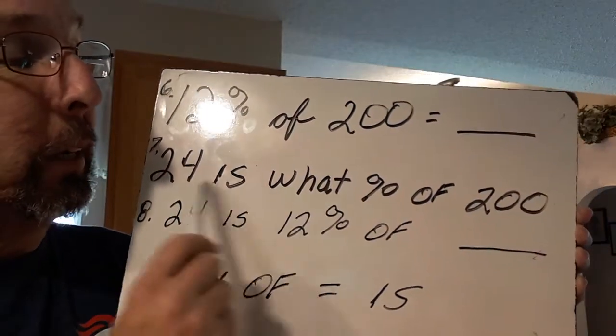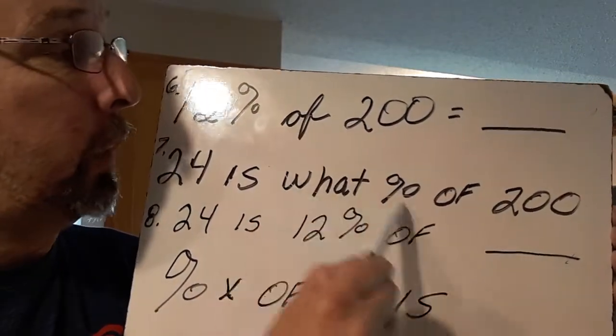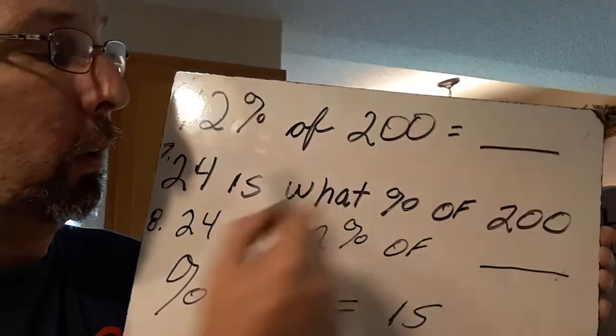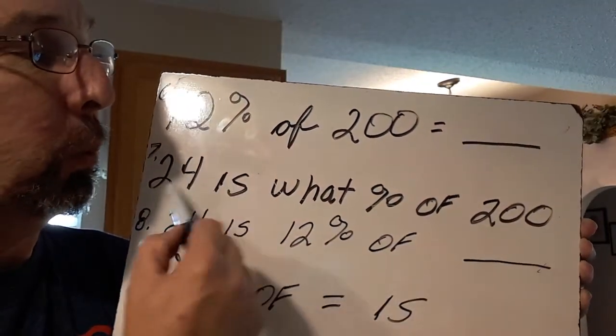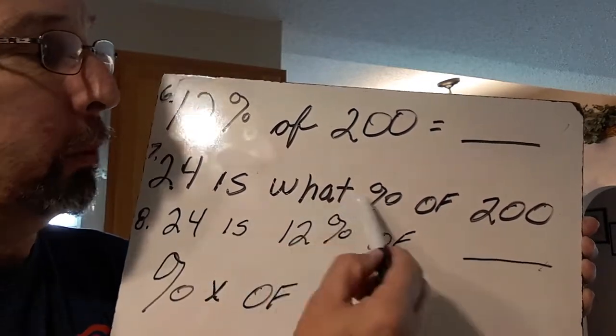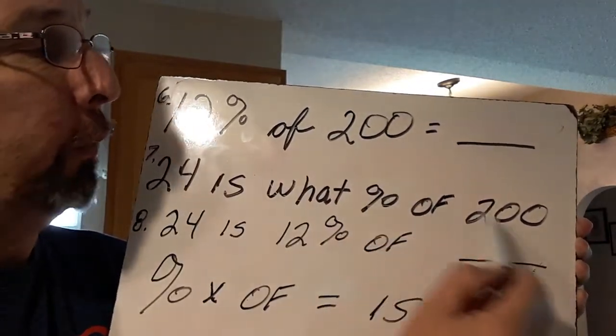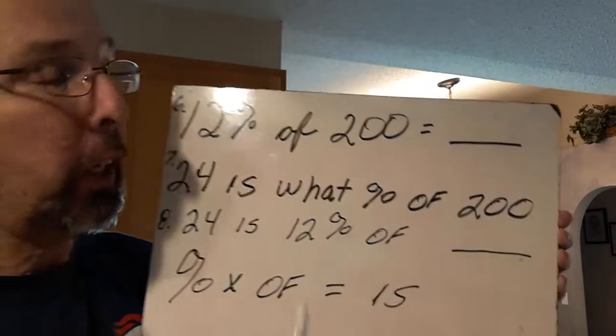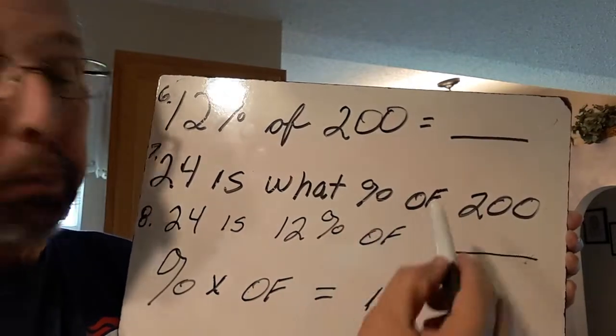Now, down here, you're looking for the percent. They give you the is, 24 is, even though it's backwards. What percent, they're looking for this, of 200. They give you the 200 again, right? So you're looking for the other number. This is a division problem.